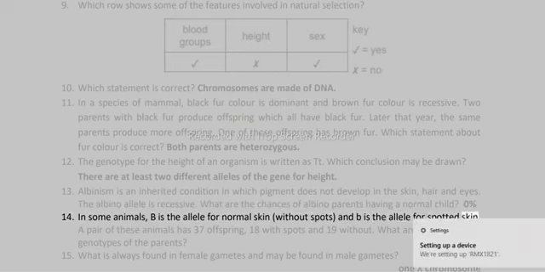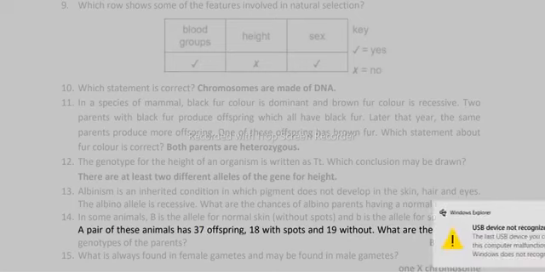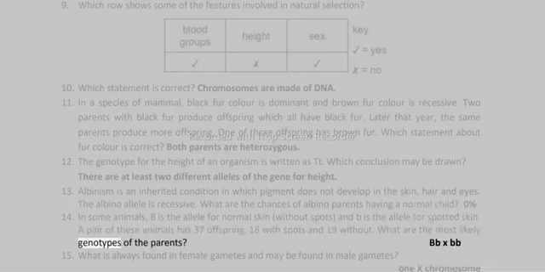spotted skin. A pair of these animals has 37 offspring, 18 with spots and 19 without. What are the most likely genotypes of the parents? Bb x bb.